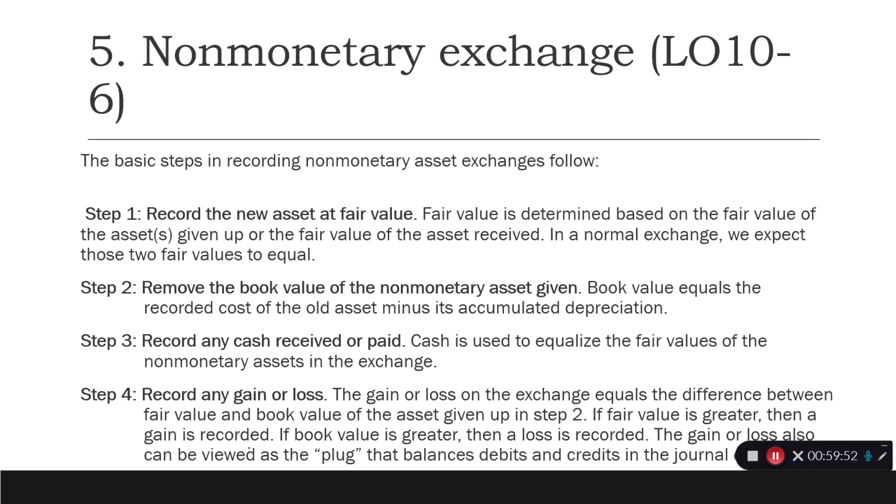Okay, non-monetary exchange. In other words, non-monetary exchange means that there's no cash involved. It's kind of like a fixed asset exchanging for a fixed asset, or a fixed asset exchanging for an intangible asset. So how do we do that? First, you have to record the new asset at fair value, and the fair value is determined by the fair value of the asset given up or the fair value of the asset received. In a normal exchange, we expect those two to be equal. Number two is that you want to remove the value of the non-monetary asset given, which is crediting out the old asset, and debiting the accumulated depreciation.